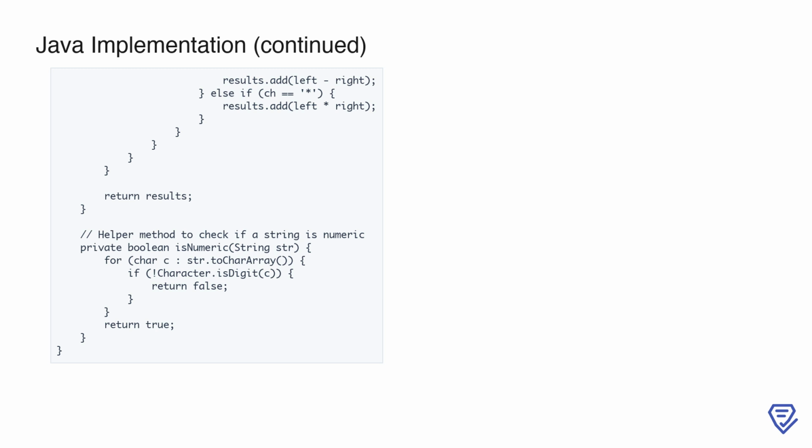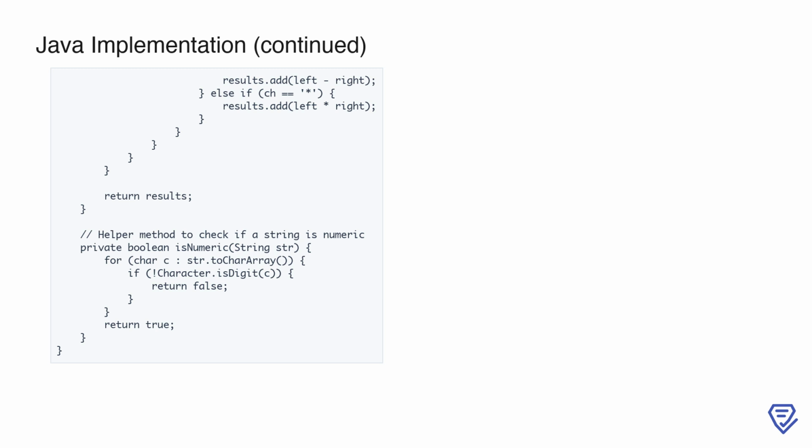After obtaining the results from the left and right parts of the expression, we combine them using the operator at the current position. For each value in the left results, we pair it with each value in the right results. Depending on whether the operator is plus, dash, or asterisk, we perform the corresponding operation and add the result to the results list. For example, if the operator is dash, we subtract the right value from the left value and store it. After processing all operators in the expression, we return the results list, which contains all possible computed outcomes.